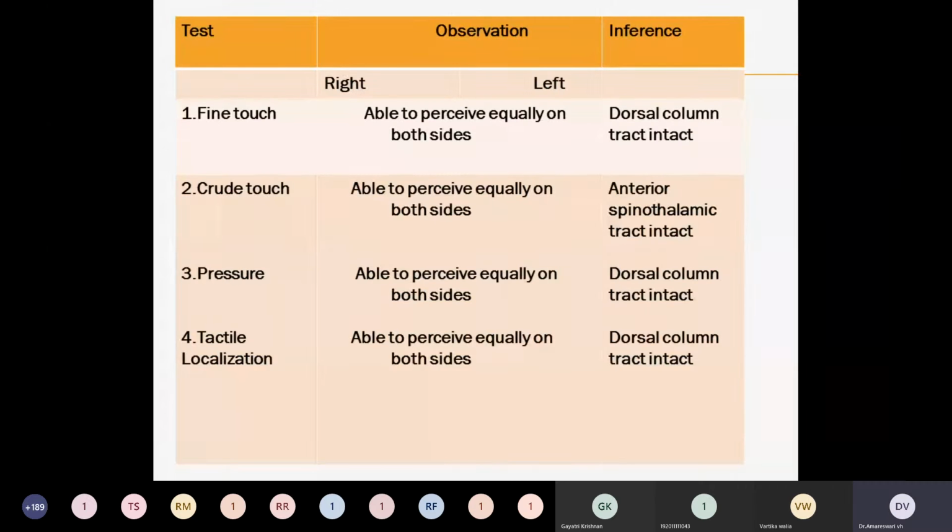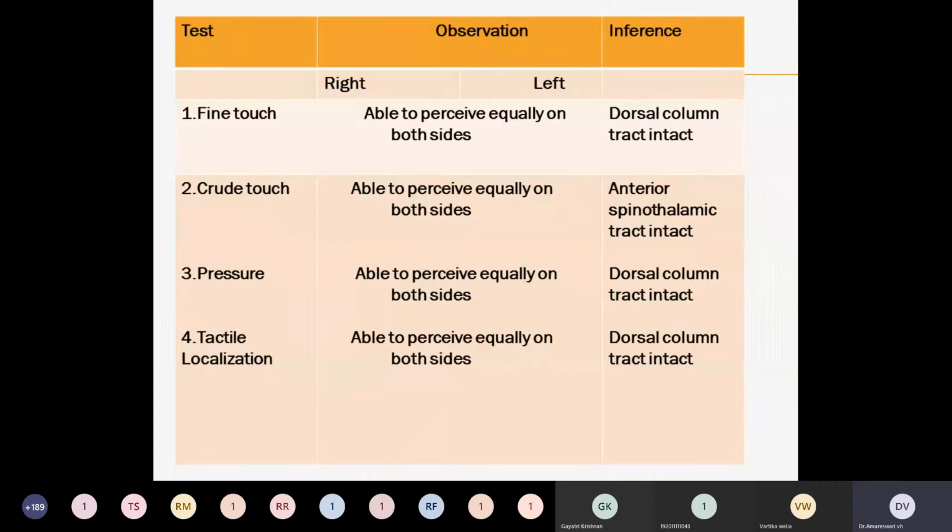Now I told you to take down the pen and paper. Now you have to take down this tabular column. There are three columns: test, observation and inference. Right now you complete the tabular column as it is, but when you are going to see a subject at the college, you have to fill the observation and inference columns at that time. Whatever I have given is for reference.